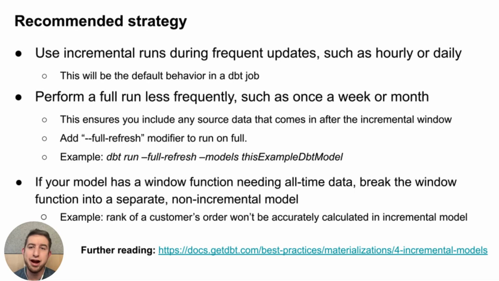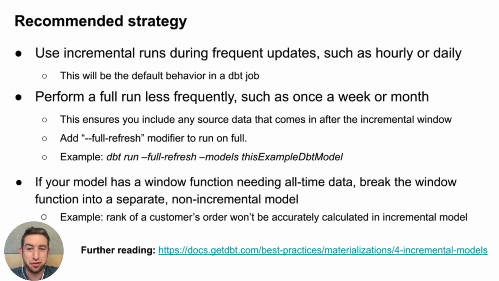So the recommended strategy is to use incremental runs as often as you can. When your data is updating frequently, such as every hour or every day, you'll want to use incremental runs to process a smaller amount of data and make those runs go faster. And it's a good idea to supplement that with a full run less frequently, so maybe once a week or once a month. This will make sure you don't miss any historical data.